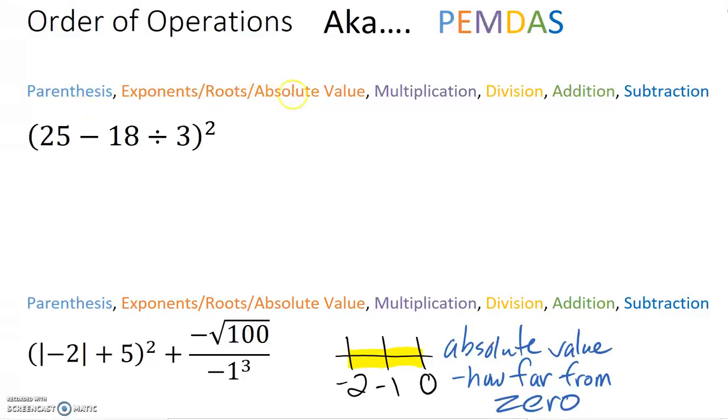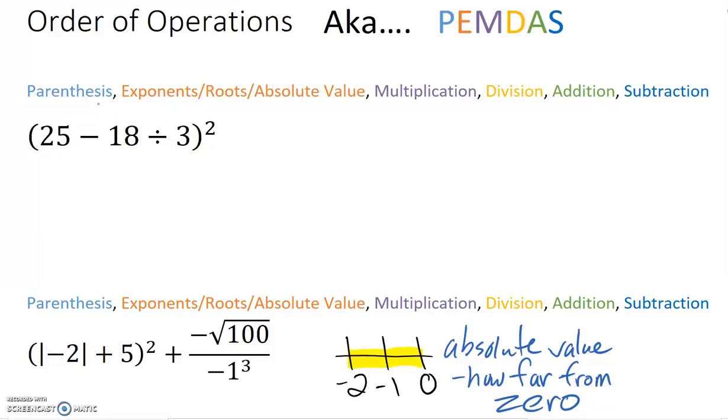Parentheses, exponents, roots, absolute value, multiplication, division, addition, subtraction. This is our order. We're always going to go from left to right. Okay? Now, the first problem here, well, obviously we have parentheses. That's our first order of business.